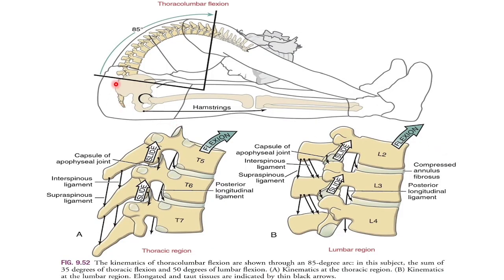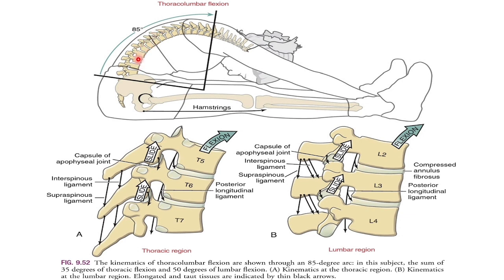So this is the thoracolumbar flexion, as I already discussed thoracic kinematics in the previous video. So in this video, we will be explaining in detail about the kinetics and kinematics of your lumbar region. In total, you can see thoracolumbar flexion will be 85 degrees, and in this, 35 degrees of flexion will be happening in the thoracic region, and the remaining 50 degrees of flexion will be happening in the lumbar region.